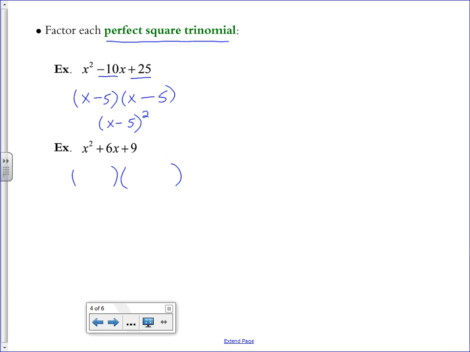Breaking up this one with x and x. What multiplies to make 9 that adds up to 6? Should be clear that it's positive 3 and positive 3. And so we write our final answer as x plus 3 quantity squared.